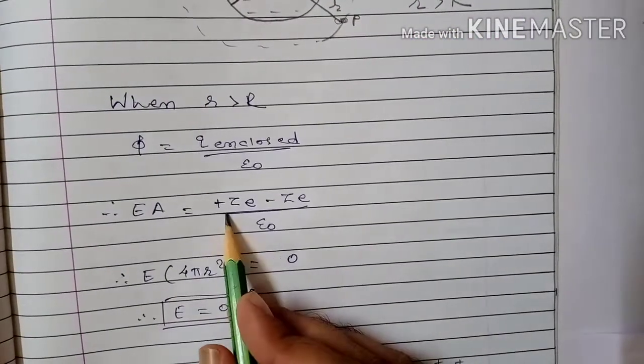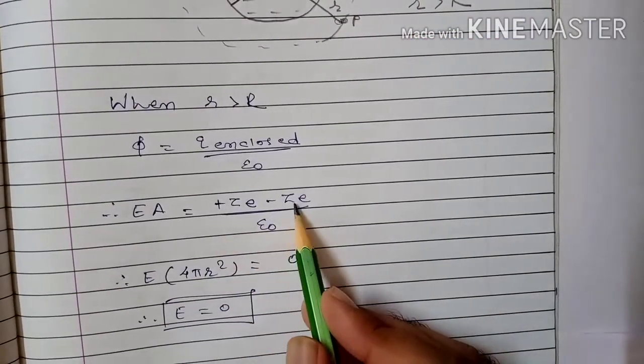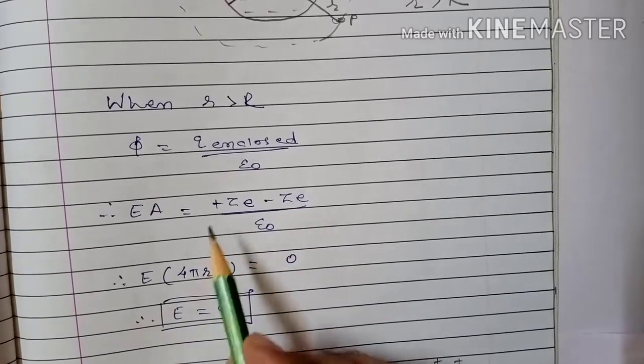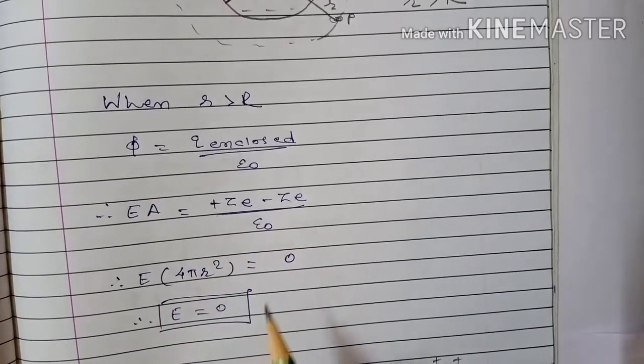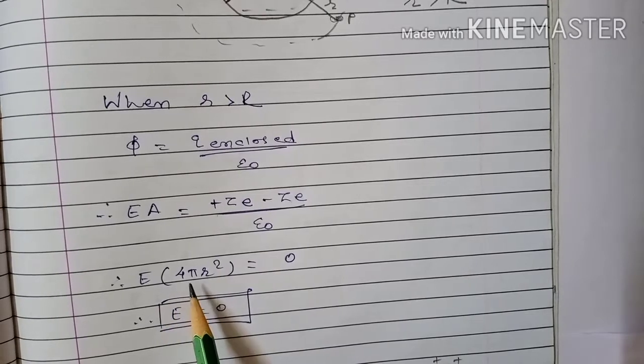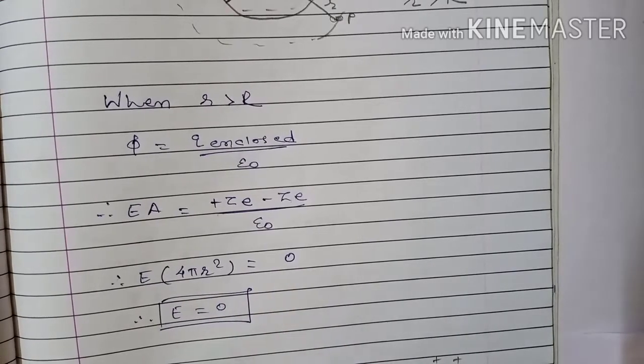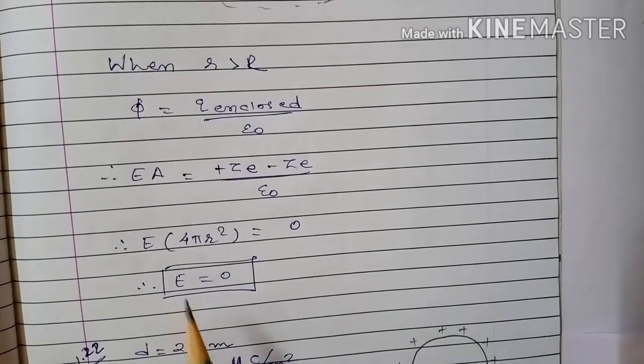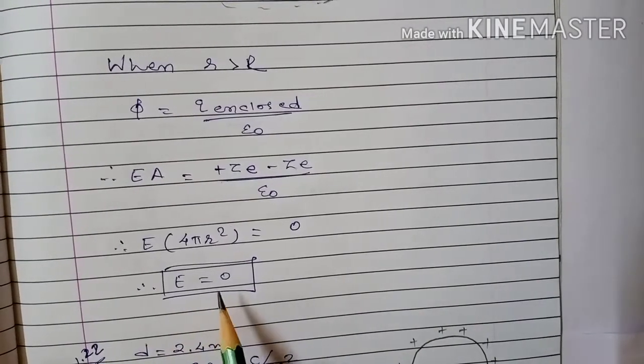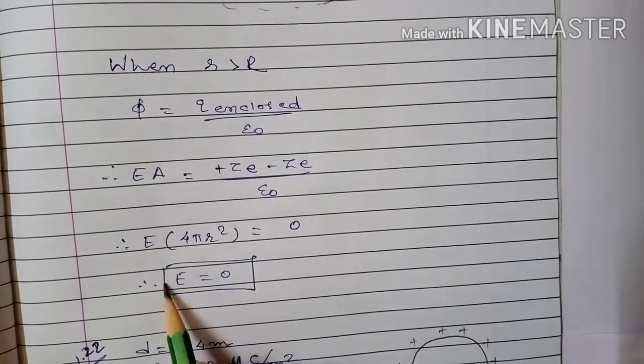What is the total positive charge? That is plus Ze. And what is the total negative charge? Minus Ze, upon epsilon naught. So plus Ze minus Ze will give you 0. So electric field into area of Gaussian surface 4 pi r square is equal to 0. But area of Gaussian surface is not 0. Therefore we can say that electric field must be 0. So electric field outside the atom is 0.